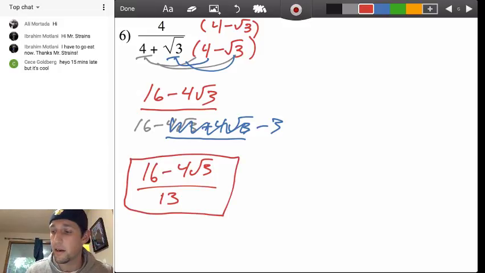So again, you're always multiplying by the conjugate. It's whatever you want to get rid of, with the opposite sign in the middle.